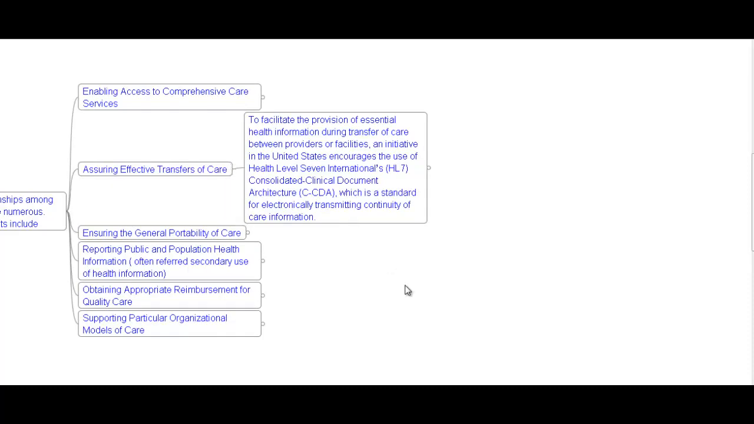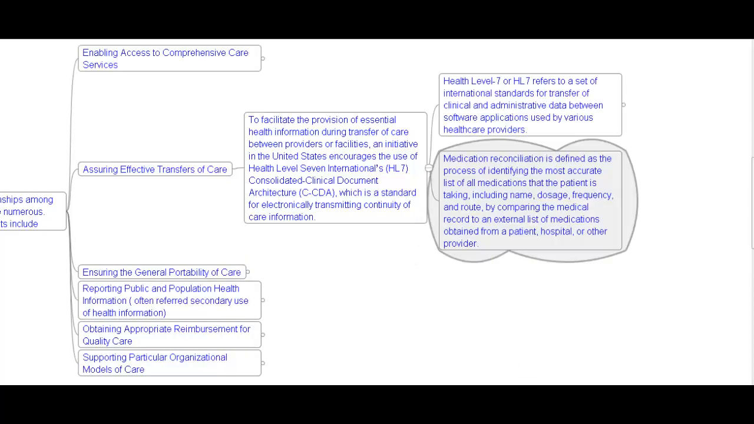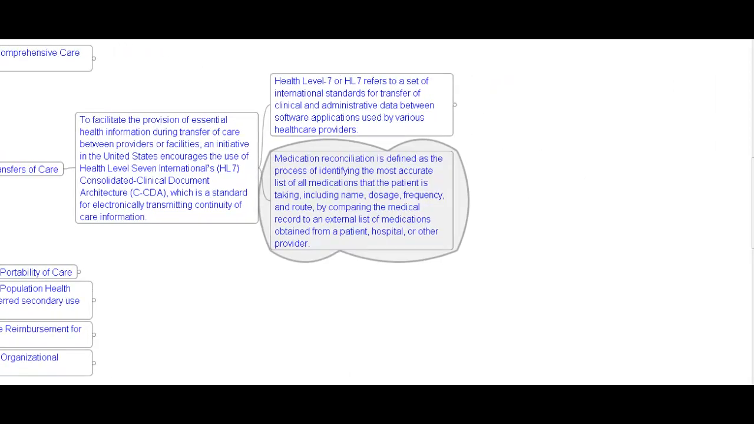Assuring effective transfer of care. To facilitate the provision of essential health information during transfer of care between providers or facilities, an initiative in the United States encouraged the use of HL7, Health Level 7 International, HL7 Consolidated Clinical Document Architecture, which is a standard for electronically transmitting continuity of care information. Health Level 7, HL7, refers to a set of international standards for transfer of clinical and administrative data between software applications used by various healthcare providers.